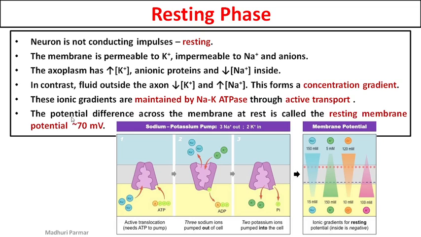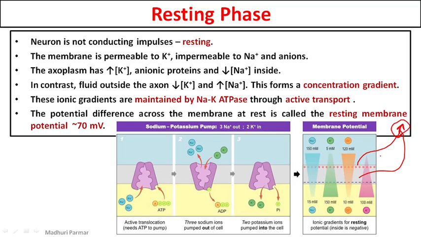The potential difference across the membrane at rest is called resting membrane potential. You must have studied in physics or somewhere that you can take two electrodes of, let us say, an ammeter. No, let us take a voltmeter, sorry. You can take one electrode from outside and one from inside, and there is a meter which will show you the reading. The voltmeter shows the voltage.